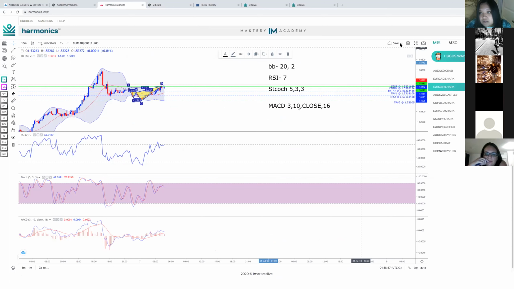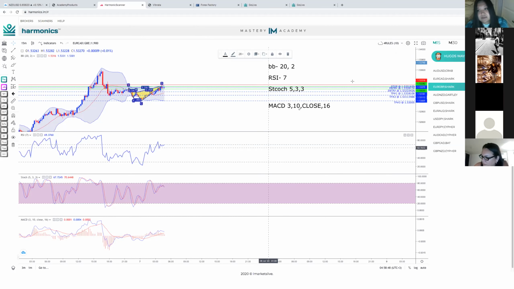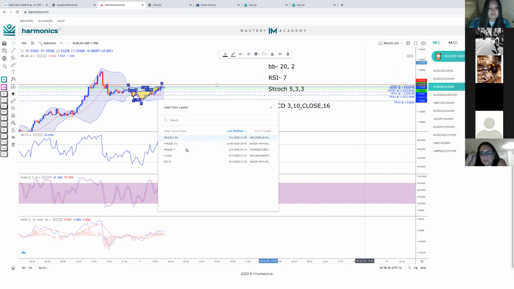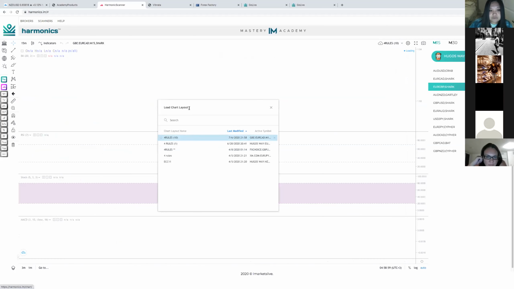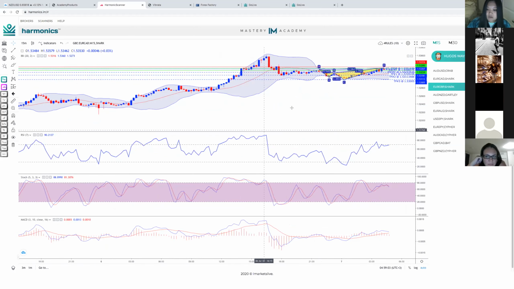And then you can press right here and save your chart. You can name it 4 rules. I'll put 4 rules just because I have already saved it, and then it is saved. So whenever you want to use your harmonics for the 4 rules, you go right here, load chart layout, then click on the 4 rules that you saved, and then you can use it on your harmonics. And ta-da! The cheap version of 4 rules.